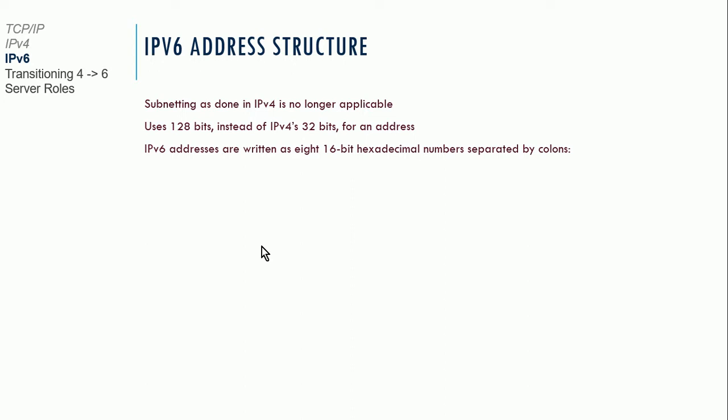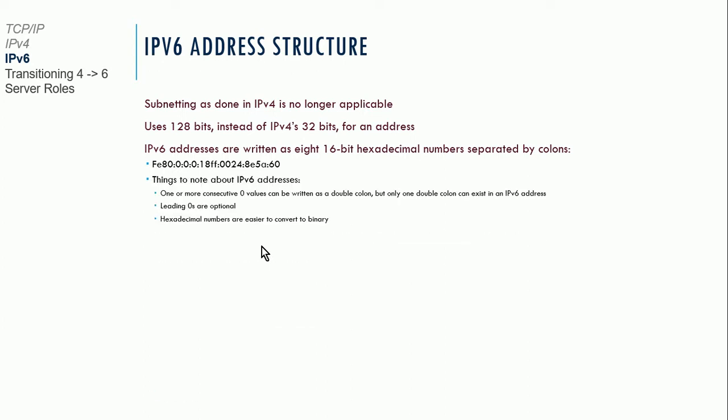IPv6 addresses are written as 8 16-bit hexadecimal numbers separated by colons. So it'll look something like this. You'll notice that in some of these, you don't see all 16 bits. That means that there are zeros in the front of that. And the zeros, of course, are optional. You don't have to write the zeros. Some things about the IPv6 address: one or more consecutive zero values could be written as a double colon, so 2 colons right after each other. But you can only have one of those per address. Leading zeros are optional, and hexadecimal numbers are a little bit easier to convert to binary, so we use hexadecimal numbers in IPv6 as opposed to using decimal numbers in IPv4.